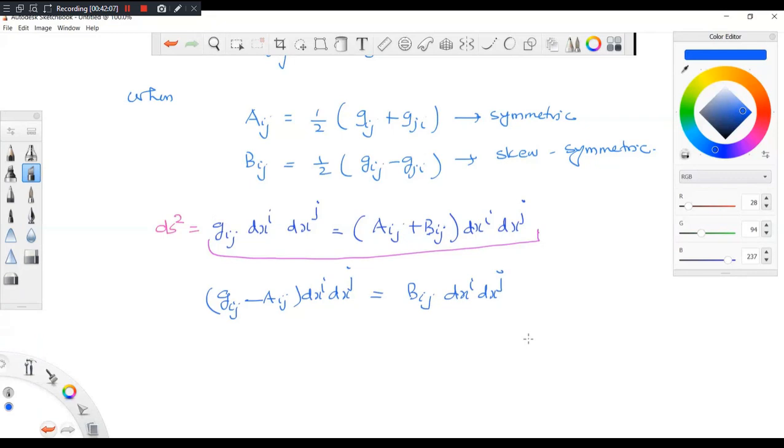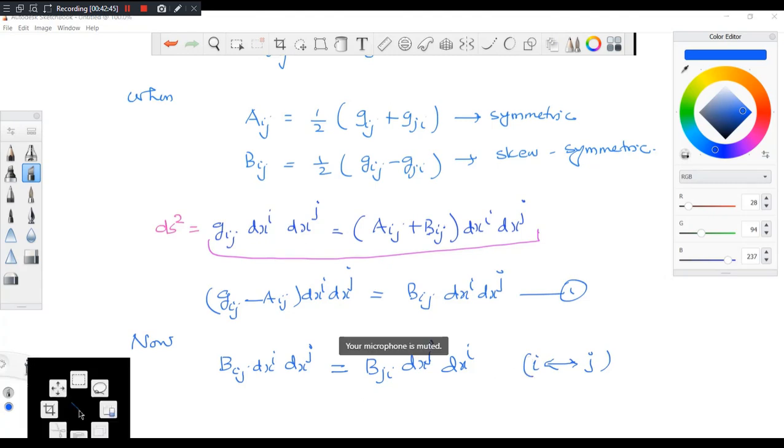Okay, if I take now, call this (1). Now I am looking at the right side, Bij dxi dxj. This is equal to, you can interchange i and j, because i is a dummy and j is a dummy. I can put j in place of i, there is no change in that. So Bji dxi dxj, I can put it in this way, because what I did is that I and j I interchanged. I can do it because it is a dummy.